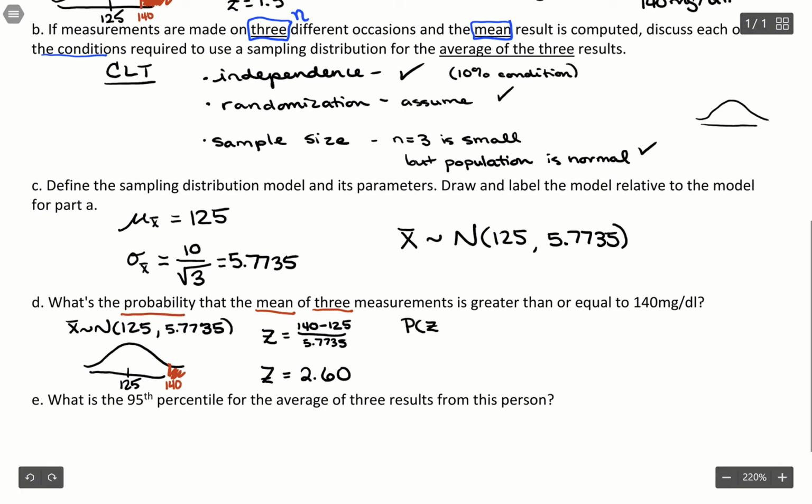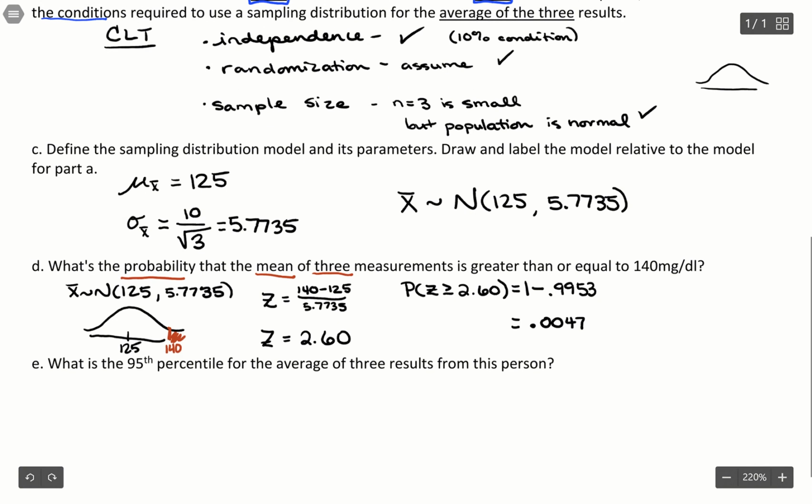So we want to find this probability of our z-score being larger than or equal to 2.60. With that, when we go to the table, we'll use a complement, 1 minus. And if we go to our table and look up 2.60, that'll show us 0.9953. Which, when we calculate that, will be 0.0047.